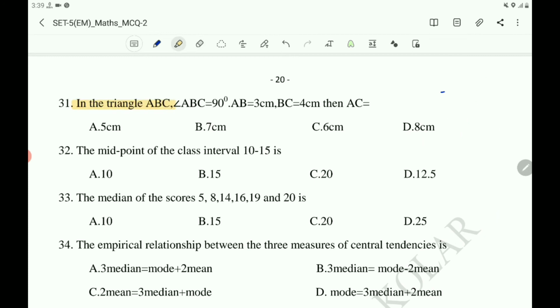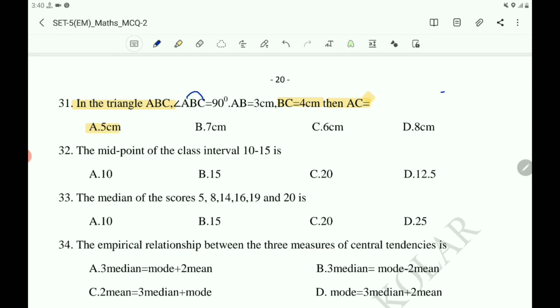In triangle ABC, angle ABC equals 90 degree, AB equals 3 centimeter, BC equals 4 centimeter, then AC is. Here it is a right angle triangle, which means two sides are given, AB and BC, and the angle between them is 90 degree. If you use the Pythagorean triplet 3, 4, AC is the hypotenuse because it is the side opposite to the right angle. So directly you can write the answer: AC is 5 centimeter. Or otherwise use the Pythagoras theorem.